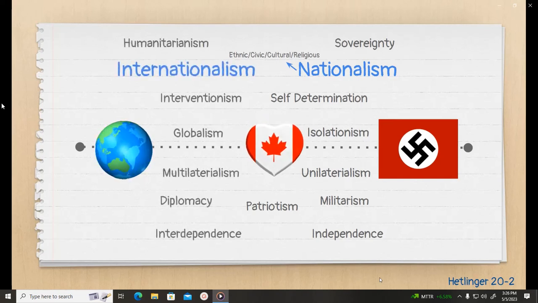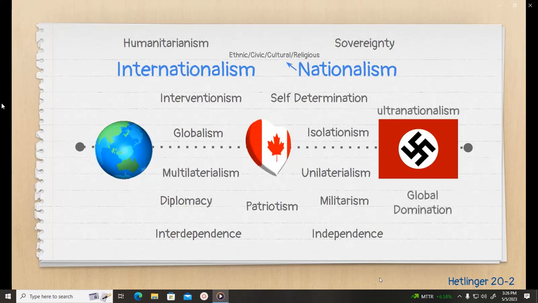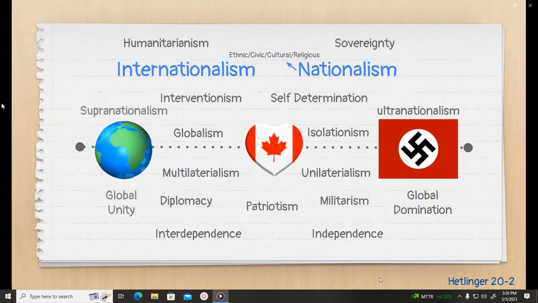Perhaps they're more of an internationalist. They believe in humanitarianism, interventionism, globalism, multilateralism, diplomacy, and interdependence. Perhaps they're an extremist and they believe in ultranationalism or global domination. Or perhaps they believe in supranationalism or global unity.